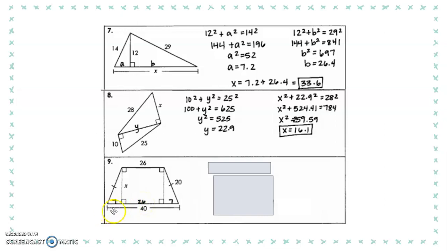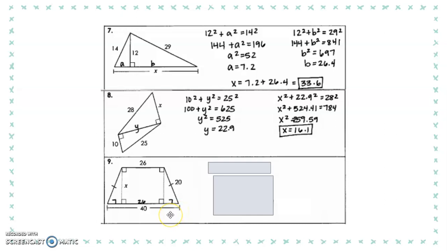They told me that the entire bottom of my trapezoid is 40. So if I subtract 26 from 40, I find that there's 14 left over. That 14 needs to go to my little triangle on the left and my little triangle on the right. So when we cut it in half, that means that each piece is 7. So that's why I've marked it with 7 there.